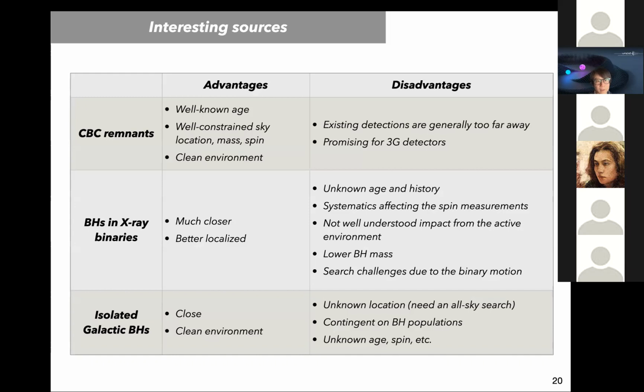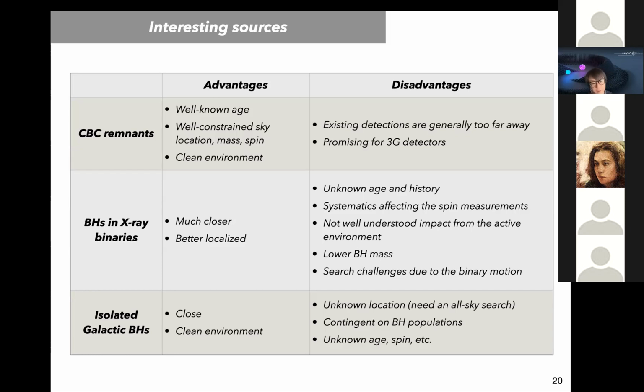The first type is the remnant black hole formed in compact binary mergers, like those detected these days. That is a really interesting type of source we want to focus on. Obviously, it has a well-known age because we detect them in the gravitational wave channel. They have well-constrained sky position, mass, and spin. And they have a clean environment because they are newly born.